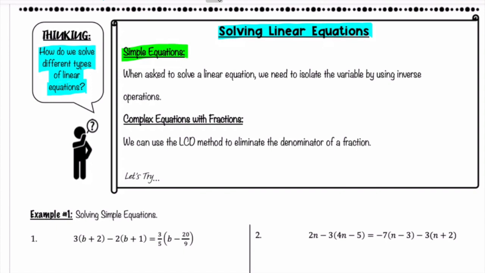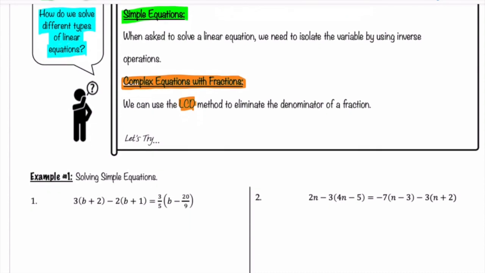When asked to solve a linear equation, we need to isolate the variable by using inverse operations. We know that. And we will be seeing some complex equations with fractions, which means that we would use the LCD method to eliminate the denominator of a fraction, making the process a simple equations type of problem. So let's look at example 1.